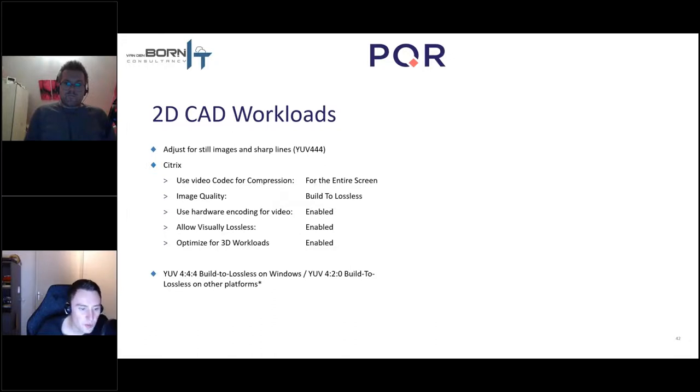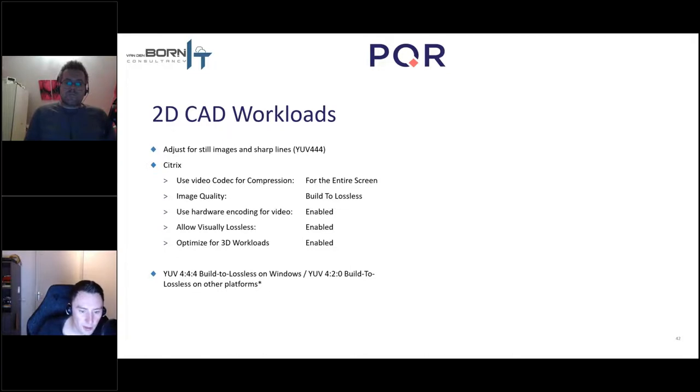And this combination will give you YUV 444 build-to-lossless on Windows, and YUV 420 build-to-lossless on all other platforms. So it's a very good combination, which also works on all the different endpoints, but only on Windows it runs in 4:4:4 mode with build-to-lossless. It does work with YUV 444 because it doesn't do any color compression in the lossless part.